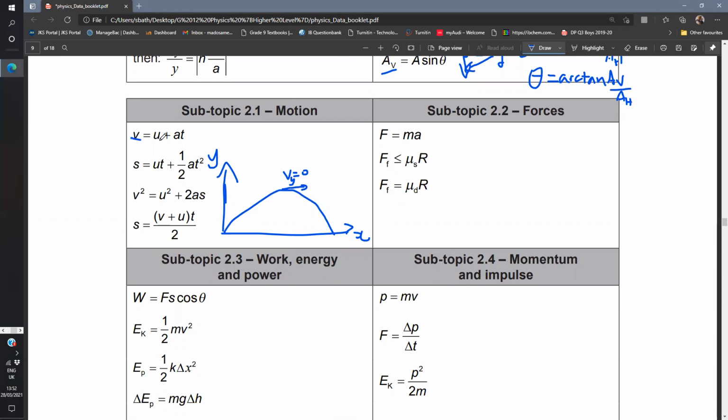So what we're going to do is use this formula to derive the first one. For the first one, there's no acceleration in the horizontal component because we neglect air resistance. So it's just going to be that. And then this is ux. This is uy. This is the displacement. So Vx is equal to u cosine theta.